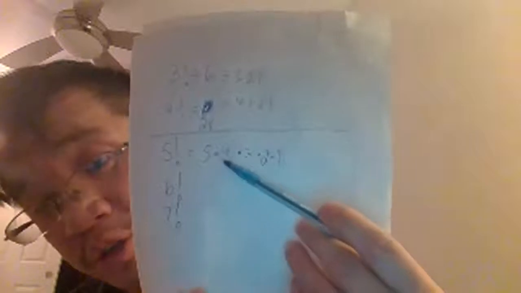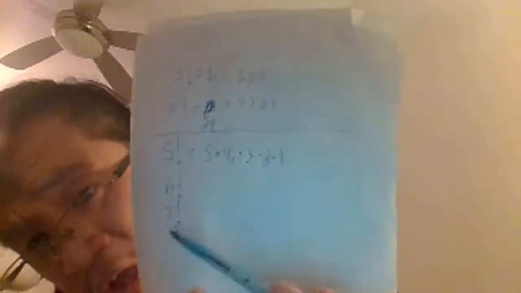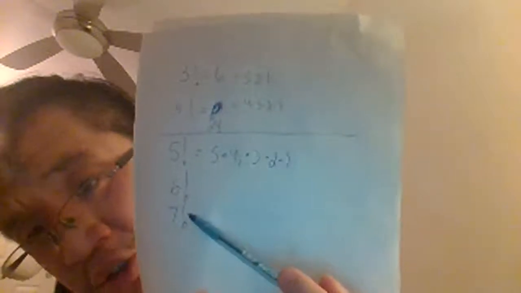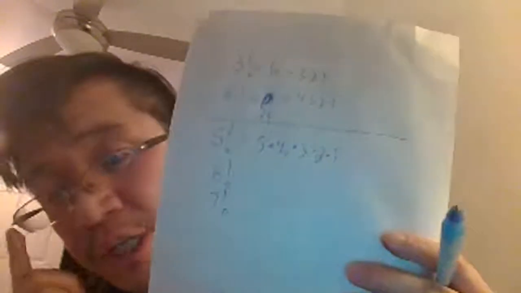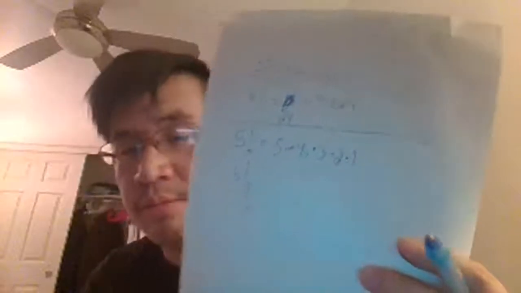So your job then is to do 5 times 4 times 3 times 2 times 1. So do the same thing for 6 and do the same thing for 7. That's what I want you to do.